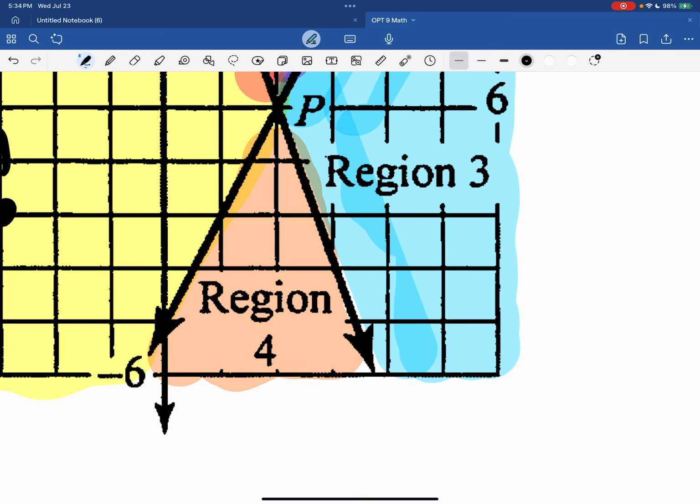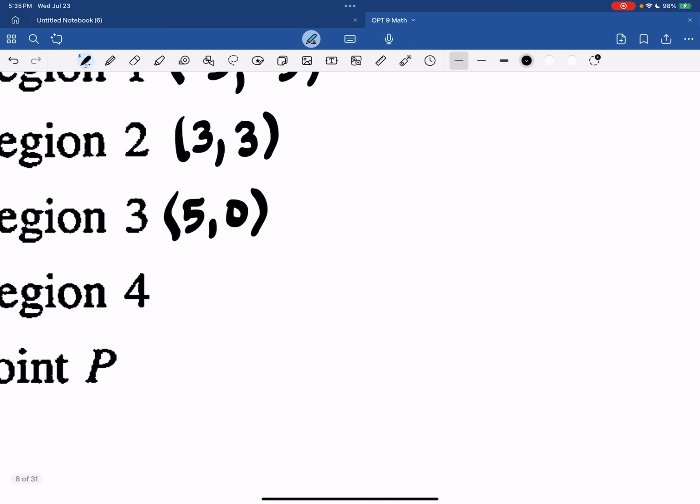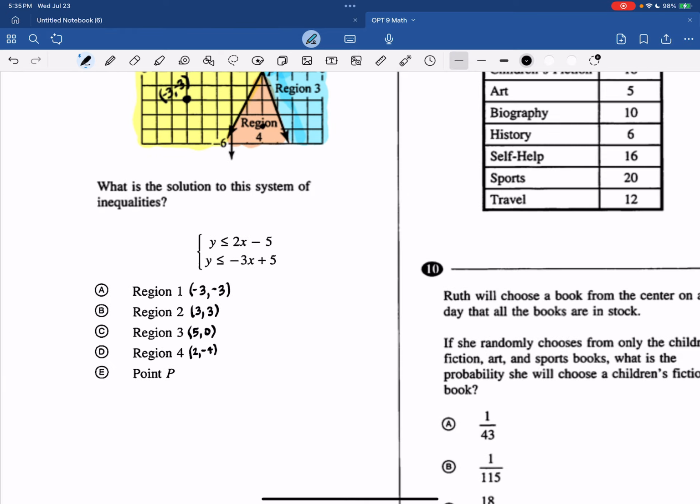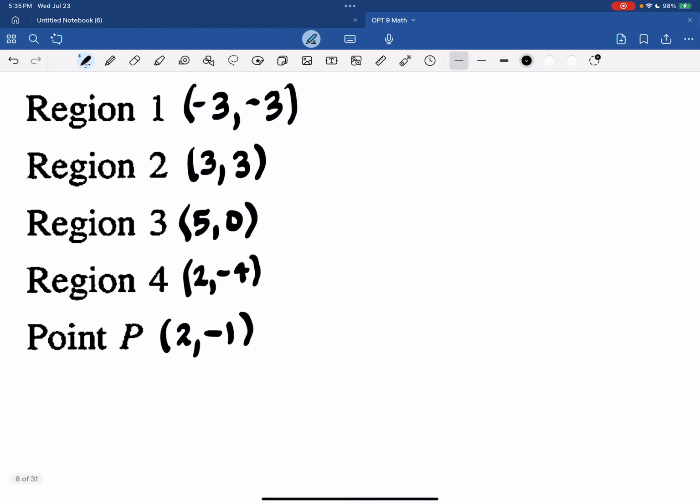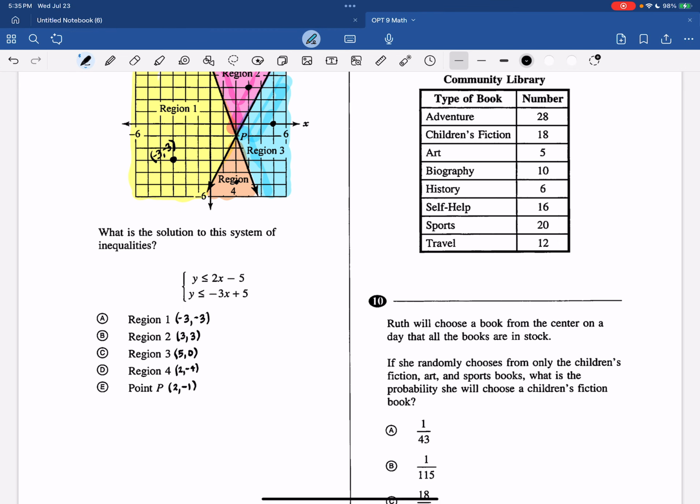Region 4, I'm going to go with over 2, down 4. So right in there would be over 2, down 4 units. So (2, 4). Excuse me, (2, negative 4). And then we already found point P. That was (2, negative 1). So let me just put it right here. So what we've done here is to pick points in each region, and then of course to note the coordinates of point P.